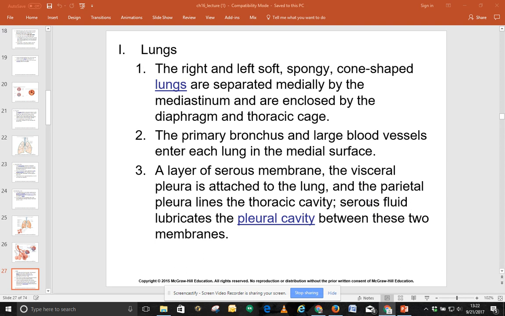Now, in between those two pleuras, as we discussed before, we have serous fluid. This helps to lubricate the pleural cavity between these two membranes, so when you breathe, it doesn't hurt, because it's kind of a lubricant, like a car lubricant, or WD-40, if you know what that is, in between, so the lungs can move.